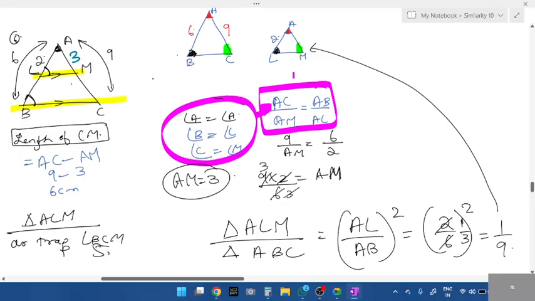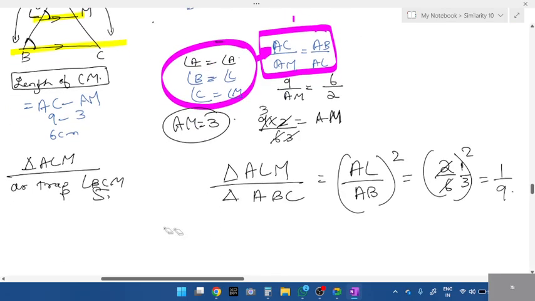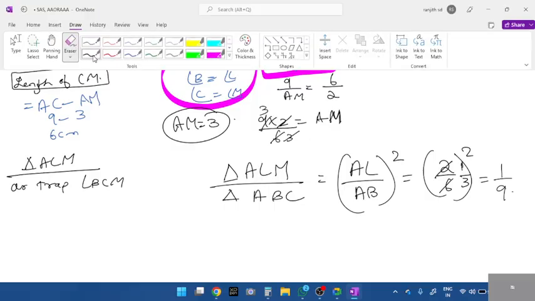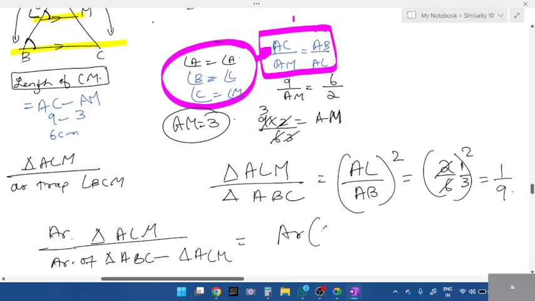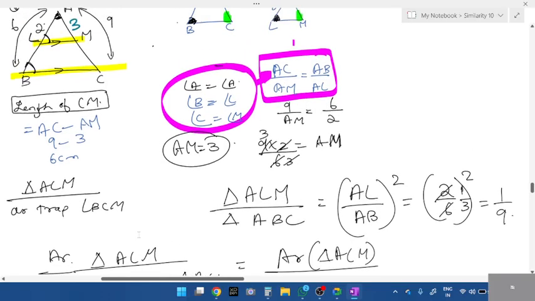Then what will be the area of trapezium, students? The larger triangle is 9, area of smaller triangle is 1. What is the area of trapezium? Very good. 9 minus 1 is 8. All of you understood? Now let me write this. After finding the area, area of triangle ALM divided by area of, take the larger triangle, area of triangle ABC minus area of triangle ALM. When you subtract this, look here, students.